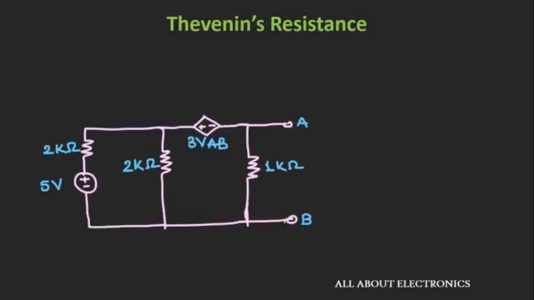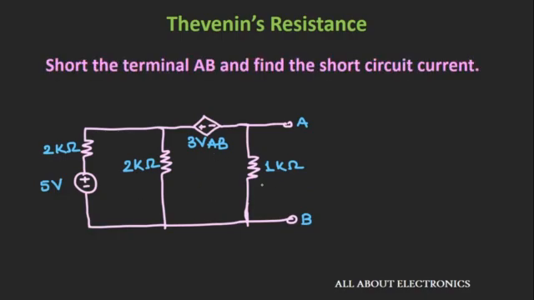Now let us see how to find the Thevenin's resistance when the circuit contains independent as well as dependent sources. In such cases, just short the terminals A and B where you want to find the equivalent resistance and find the short circuit current through these terminals A and B. So in this way you can find the Thevenin's equivalent resistance. Now in this case, if you just short the two terminals A and B, then this 1 kilo ohm resistor will also get shorted.